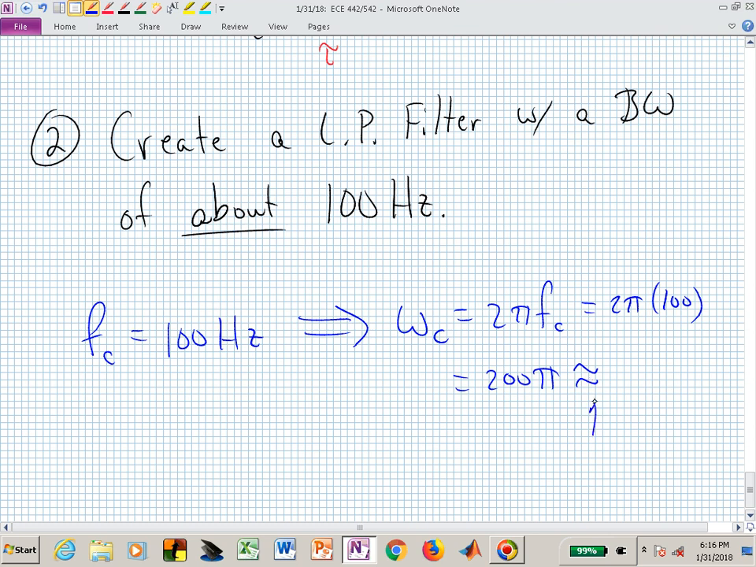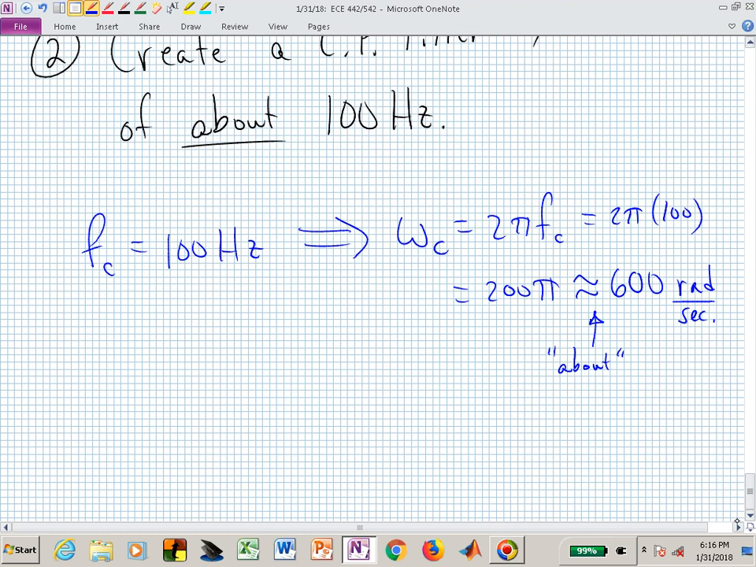And here is where I'm going to do my about. I don't want to worry about 628. I don't want to keep track of that many digits. So I'm just going to throw away the 3.1, the 1.4 and the 3.14. Or I'm going to say this is now 600 radians per second. And that's going to be good enough for me. That's going to be my bandwidth of my low-pass filter. It won't be exactly 100 hertz. Are we okay with that?